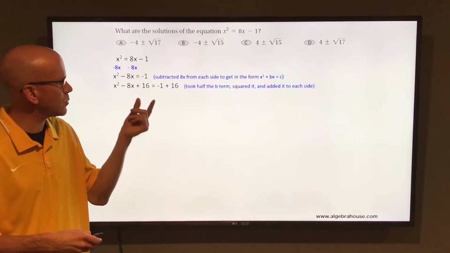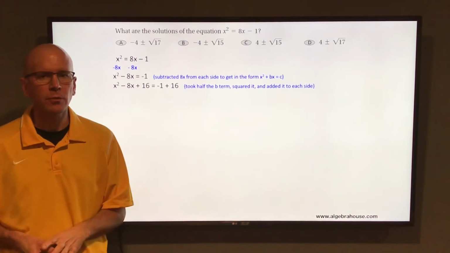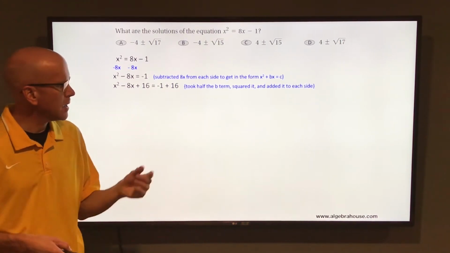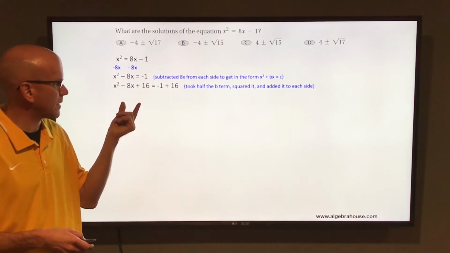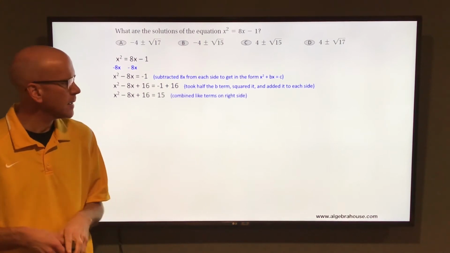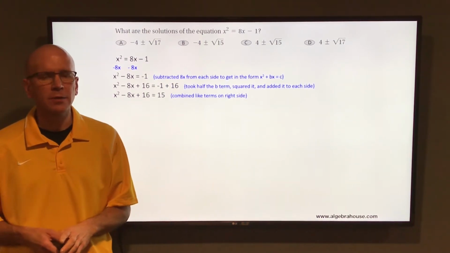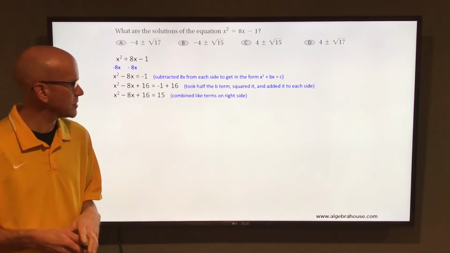We completed the square on the left side. We took that x squared minus 8x and made that into a perfect square trinomial. Now that perfect square trinomial will factor into the square of a binomial. Also on the right side, negative 1 plus 16, that is 15. So this perfect square trinomial will factor into the square of x minus 4.